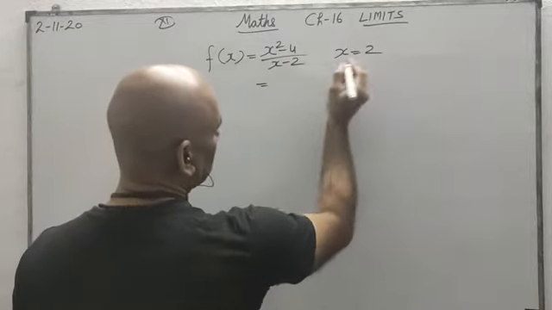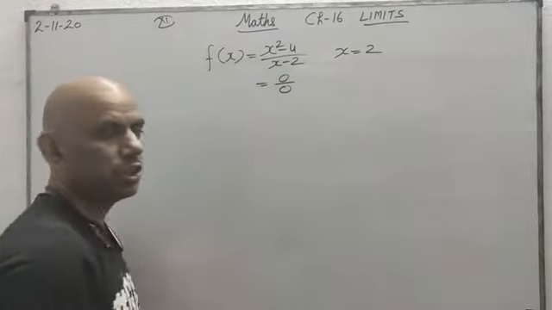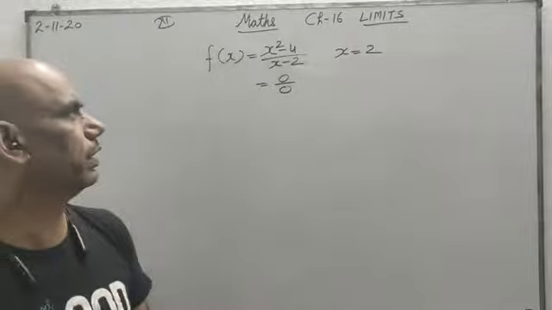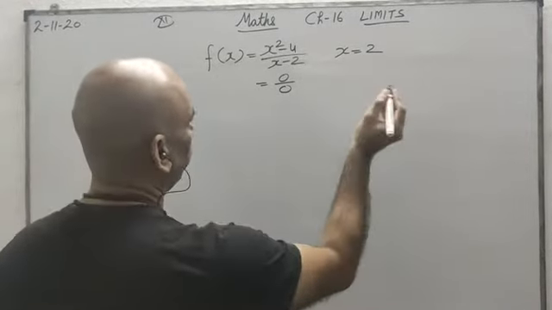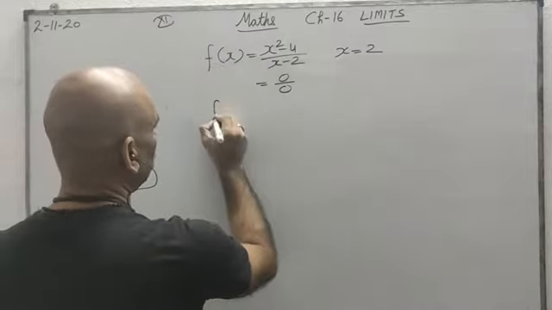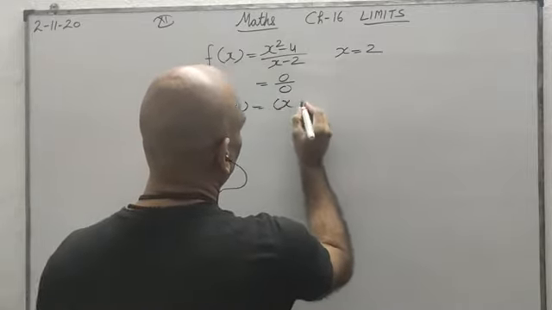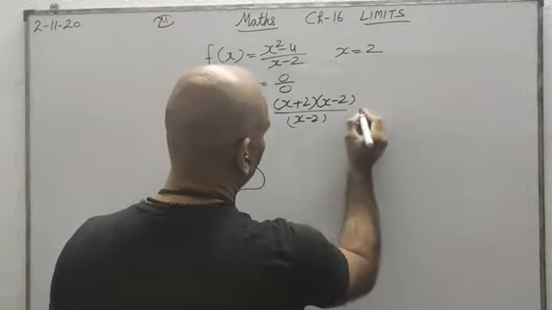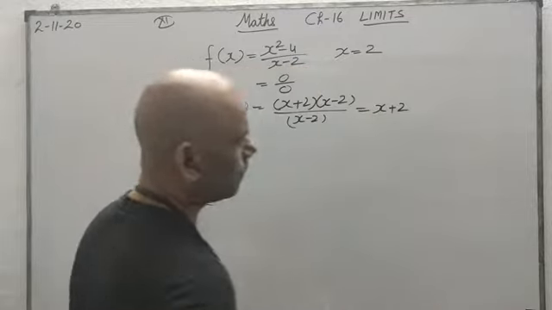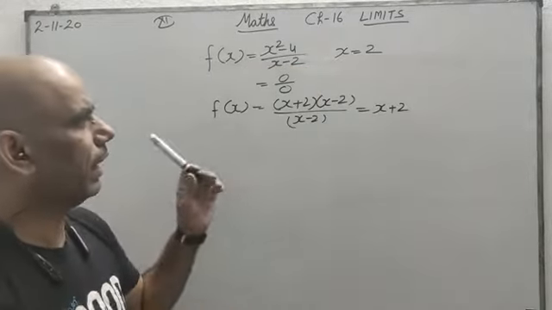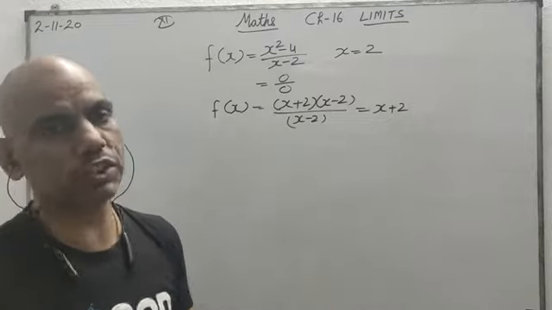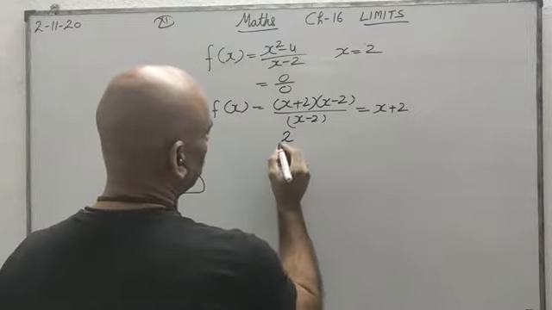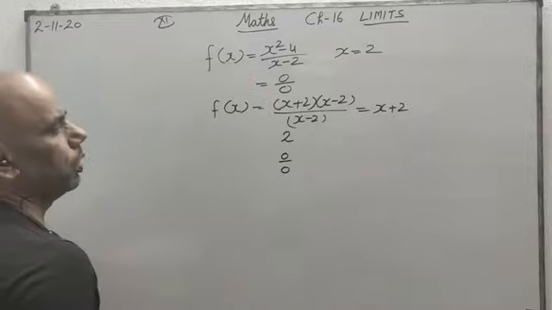If x is equal to 2, then it will become 0 upon 0, and 0 upon 0 is called an indeterminate form. So at x is equal to 2, the value of this function is indeterminate. But except x is equal to 2, the value will be x plus 2 times x minus 2 upon x minus 2, and then x minus 2 will be cancelled. So the value will be x plus 2. If x is equal to 2, then its value will be 4. At x is equal to 2, the answer is 0 upon 0.